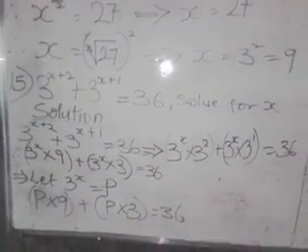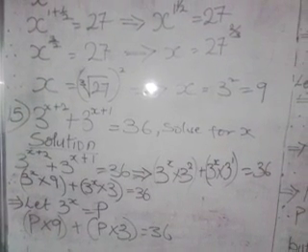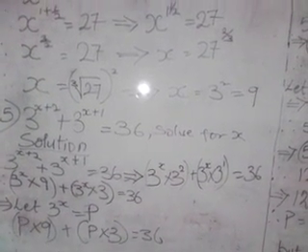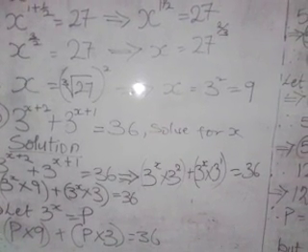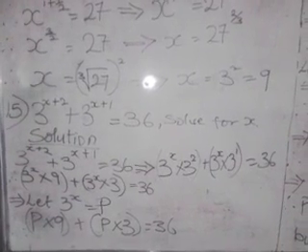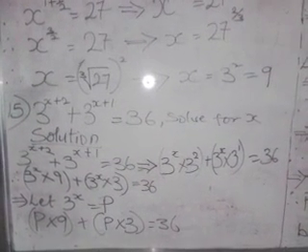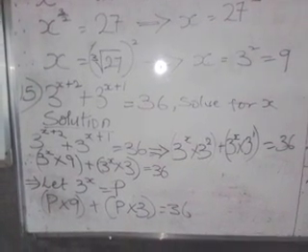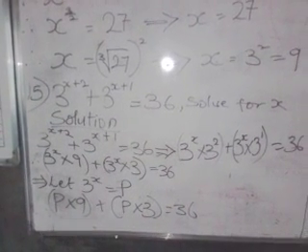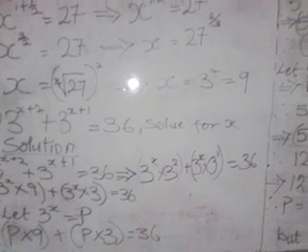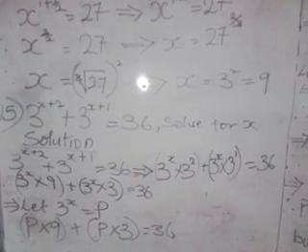What does it say? Number 15: 3 raised to the power x plus 2 plus 3 raised to the power x plus 1 is equal to 36. Okay, so it's a different thing. Now you see, we have plus between the 3 raised to this and 3 raised to this, and we don't have an addition law in indices. So we cannot do it the way we did division and multiplication, which have laws. Those ones have laws. This one has no law.